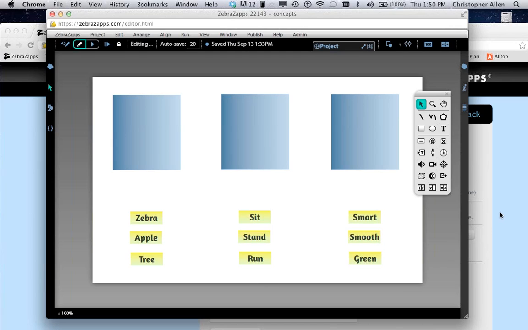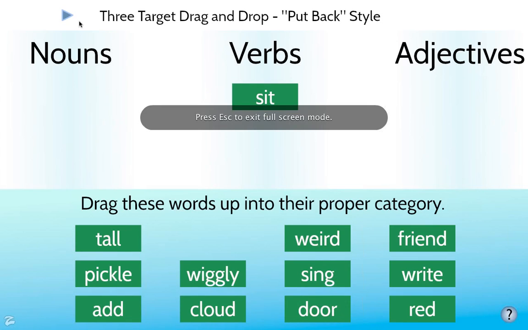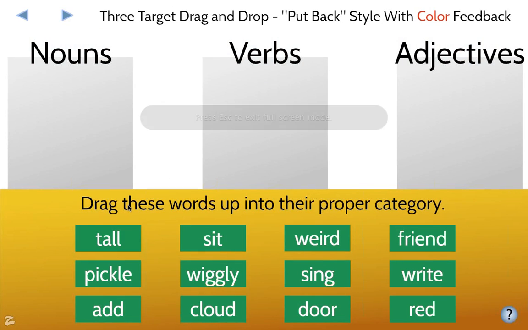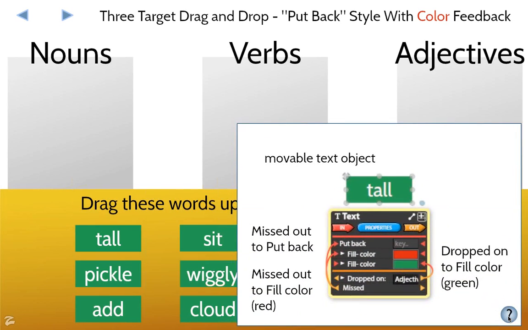But I'll also point you back again to the shops and to this sample application that we created. It's probably easiest seen when I go full screen. There are several different styles. The next one will show you doing this with color feedback, and there are several more variants that I'd like you to take a look at. Down in the lower right-hand corner, there's a little question bubble, and if you click on it, it opens up and shows you how the object was wired.